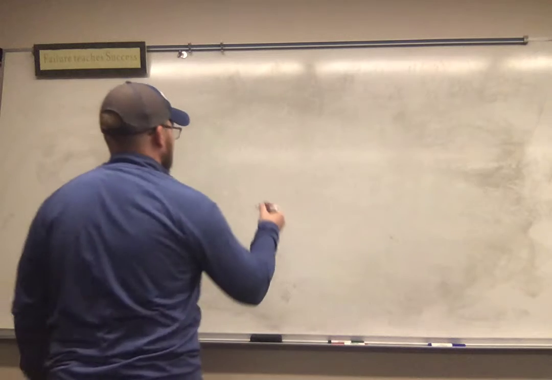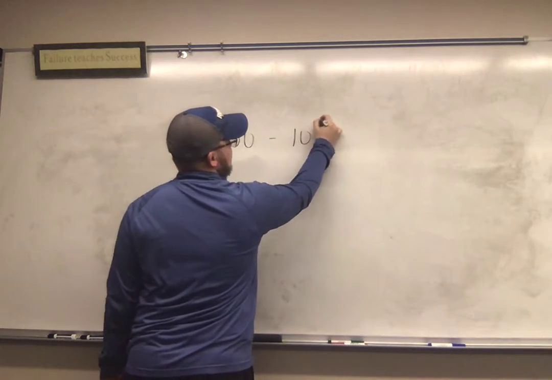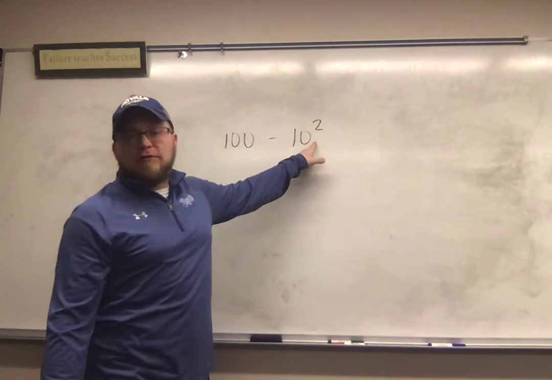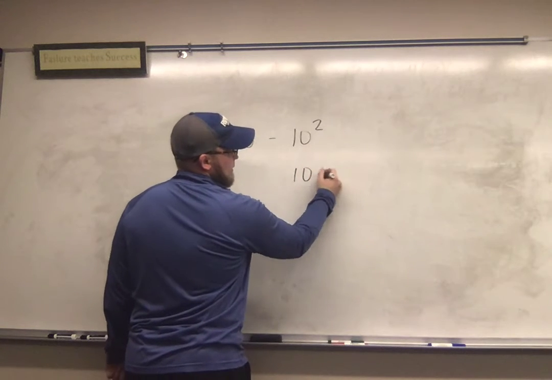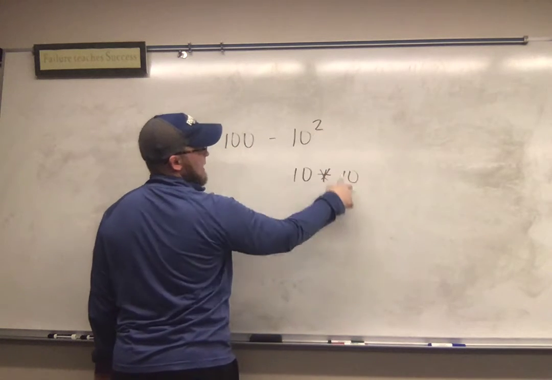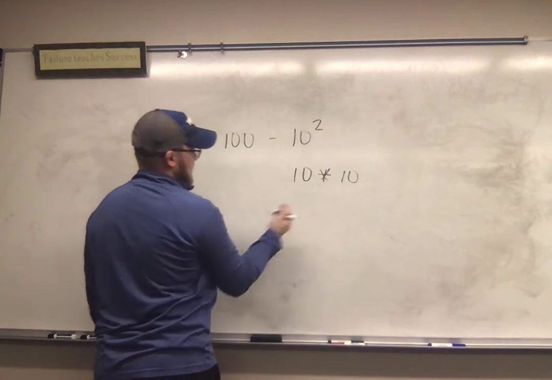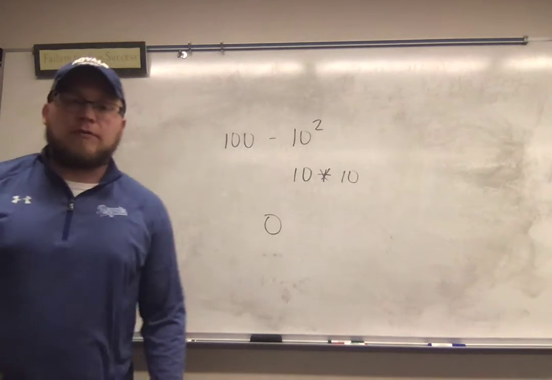Okay, example 3 is 100 minus 10 squared. 100 subtract 10 squared. Now again, remember, what does 10 to the exponent of 2 mean? That means take the number 10 and times it by 10. You write it 2 times. That's what the 2 stands for. Well, 10 times 10 is 100. 100 minus 100 is going to be 0.